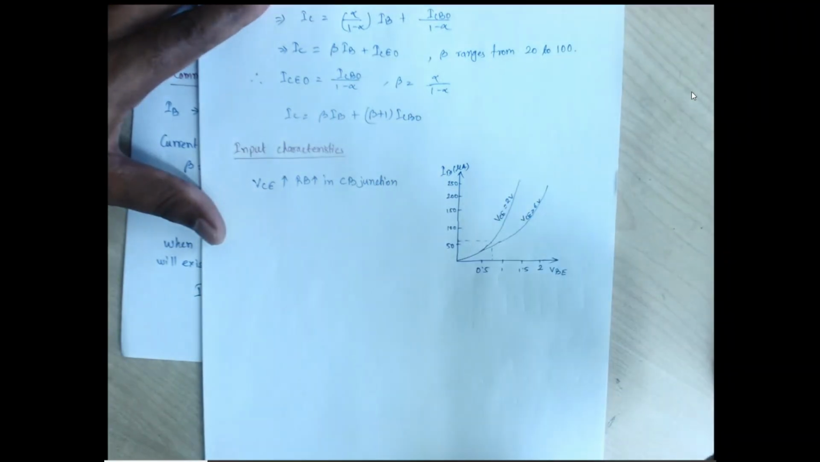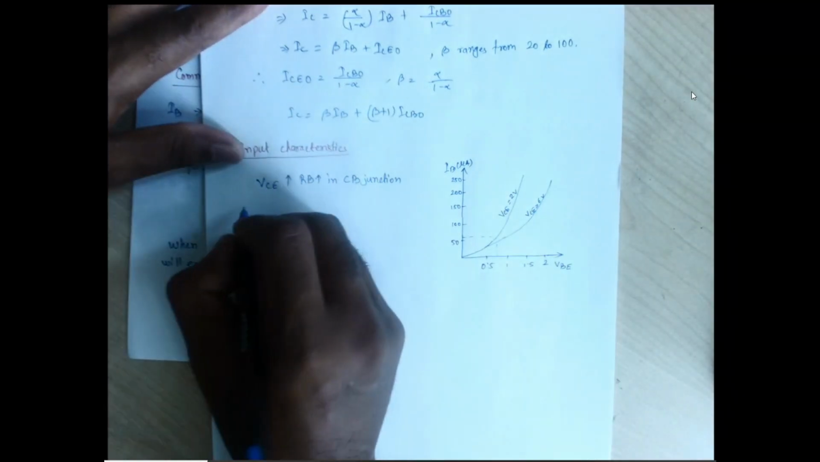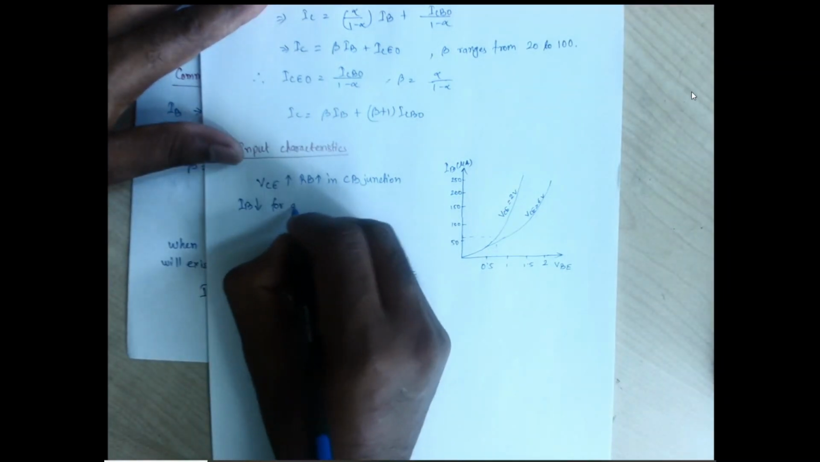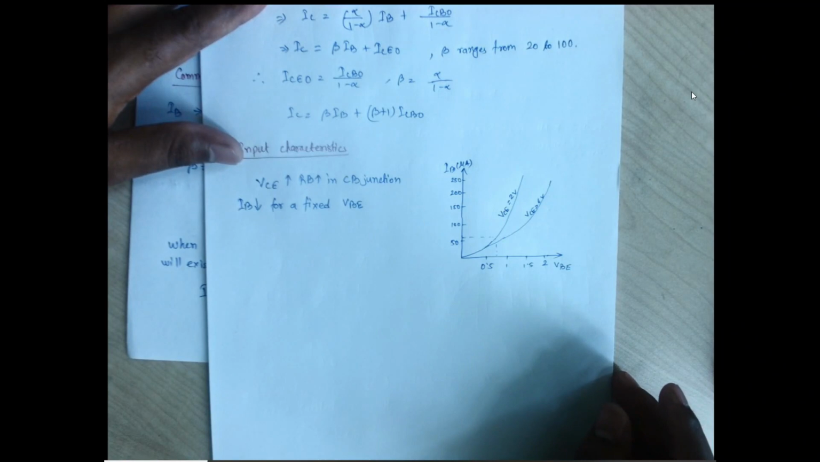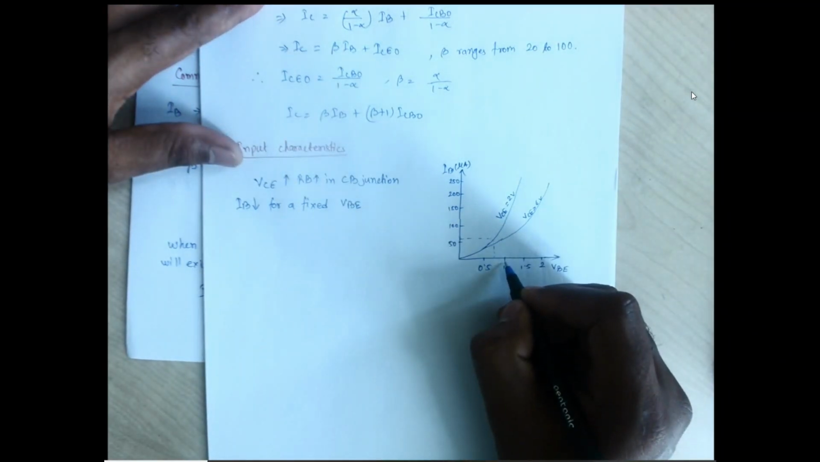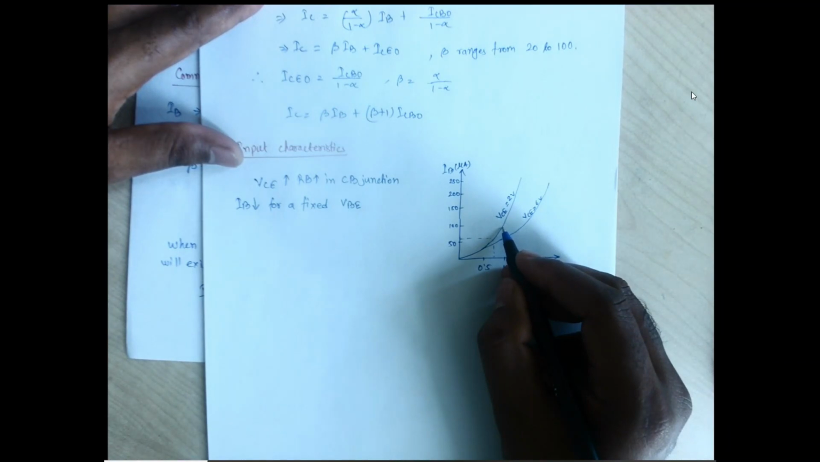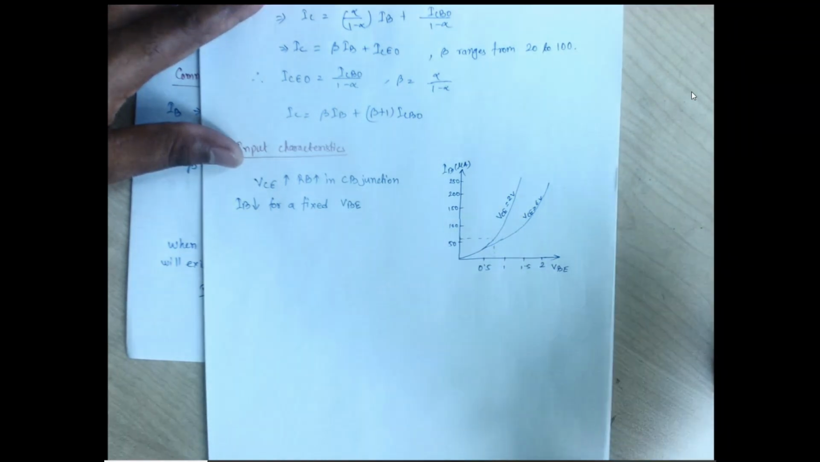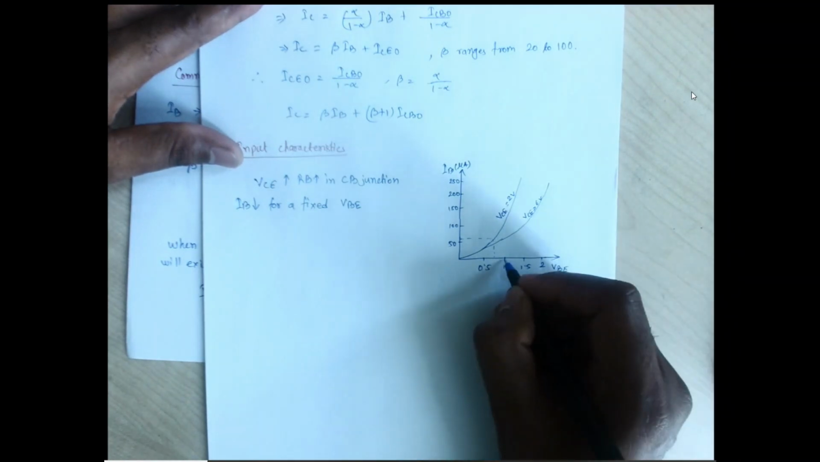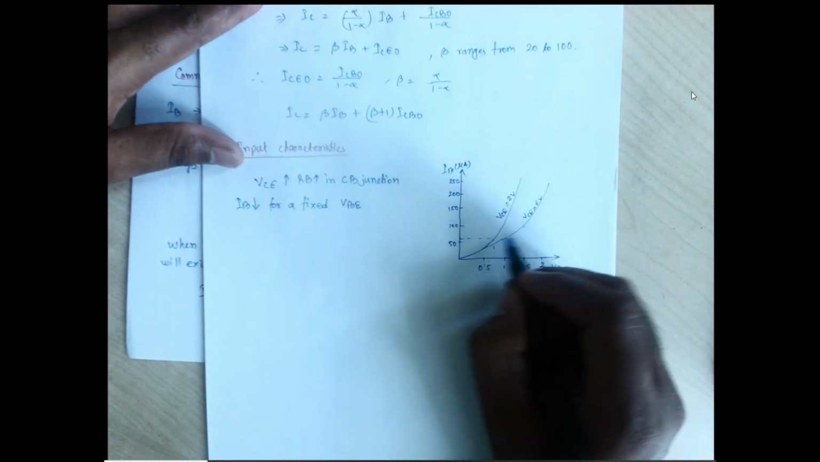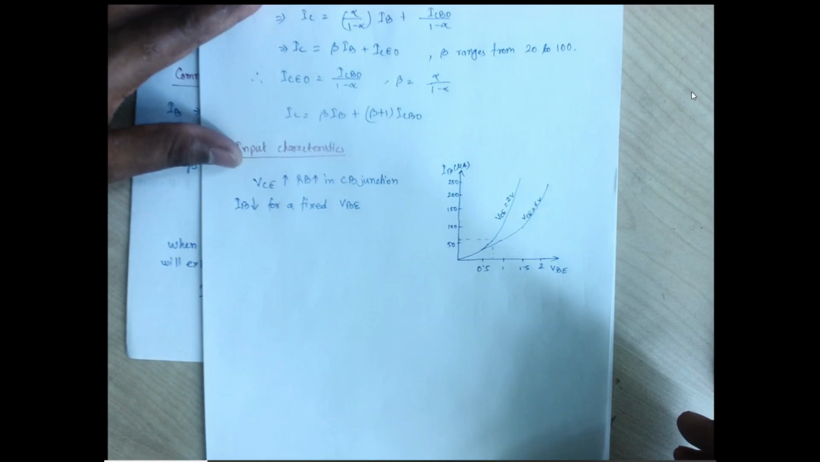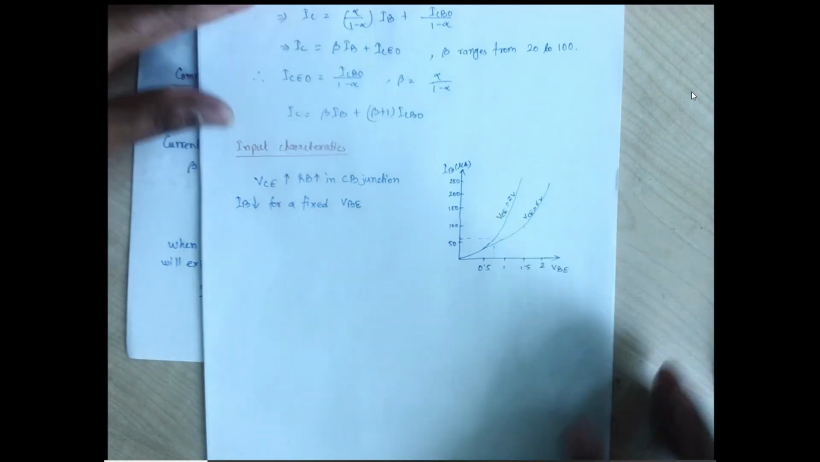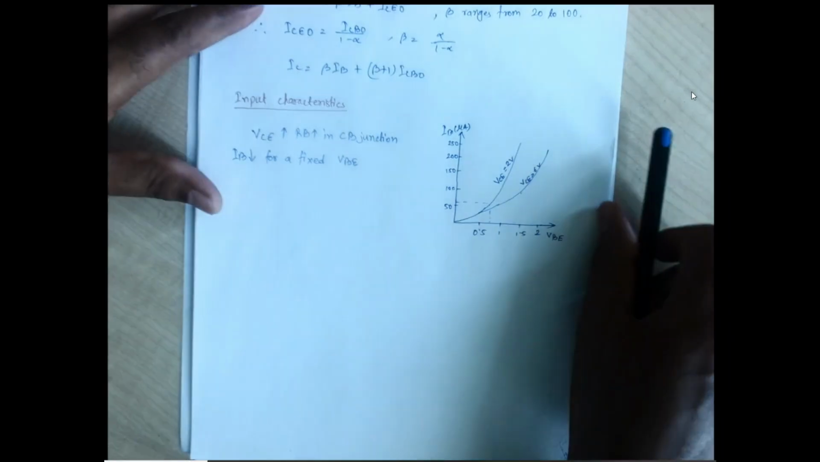So with the increase in reverse bias in the collector base junction, IB gets decreased for a fixed VBE. Let us consider for 1 volt of VBE, when VC was 2 volts, IB was around 100. Now, when VBE is fixed at 1 volt with VC at 6 volts, it is somewhat 60. So our IB decreases. Clear? Now let us move to the output characteristics.